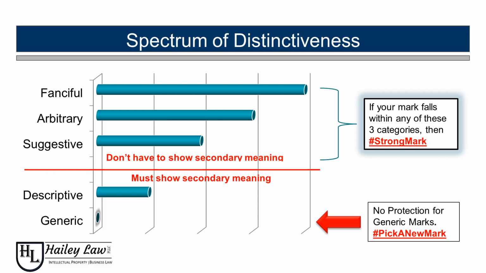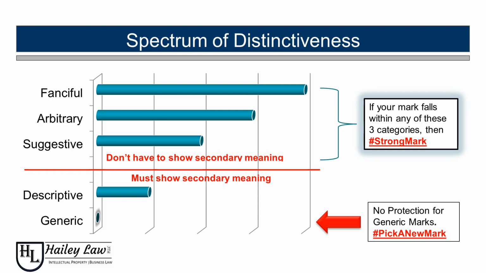The spectrum of distinctiveness. As you see right here on this graph, there's three categories: fanciful, arbitrary, and suggestive. If a mark falls within those three categories, it is a strong mark, and there would not be any issue in terms of distinctiveness with getting that mark through the Patent and Trademark Office.